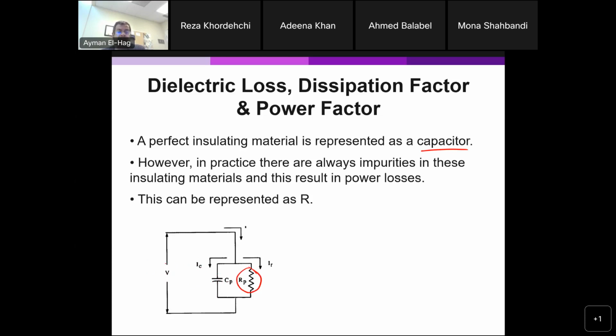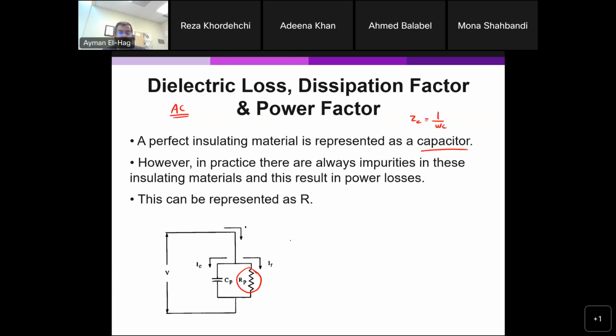Now, this voltage that we use for this test is an AC voltage, not DC. In the Megger, in the polarization index, it is a DC. Here it is an AC. Okay. Now, if it's an AC, then the capacitor will be modeled as 1 over omega C. ZC will equal to this value.